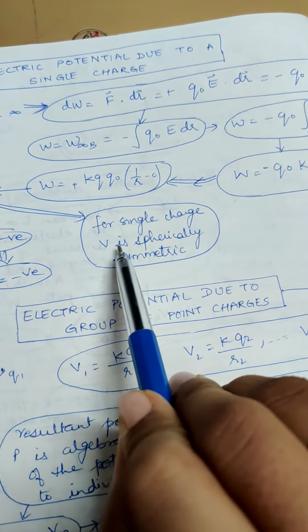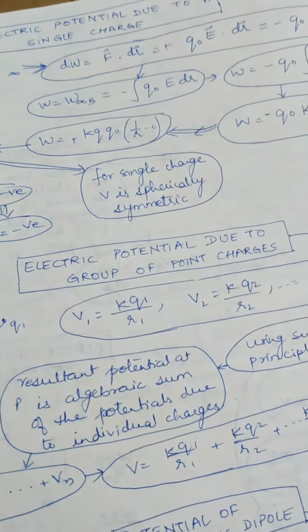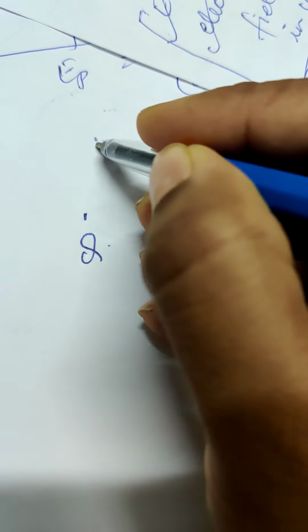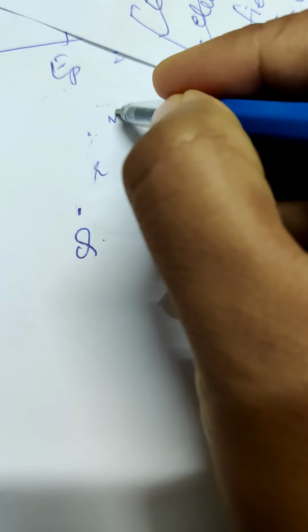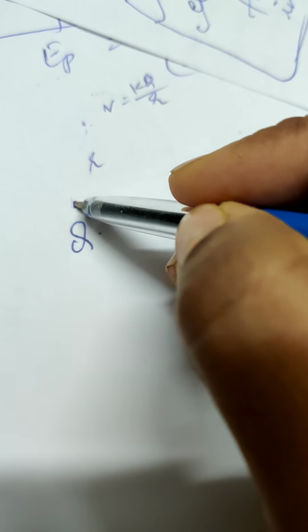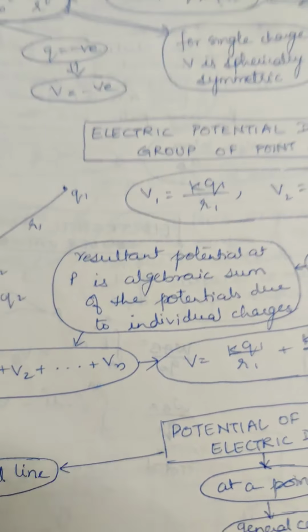For a single charge, V is spherically symmetric. What do we mean by spherically symmetric? See, this is the source charge q. If I take any point at distance r, my potential will be kq by r. Now consider all the points which are at the same distance from this charge q. When you consider all those points, the figure you get will be a sphere. That is why it is called spherically symmetric.